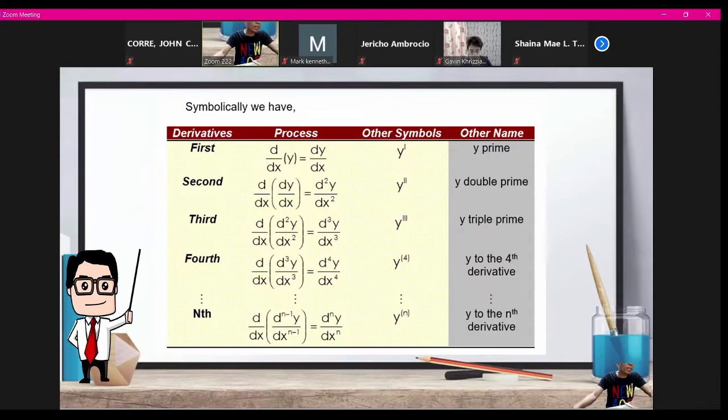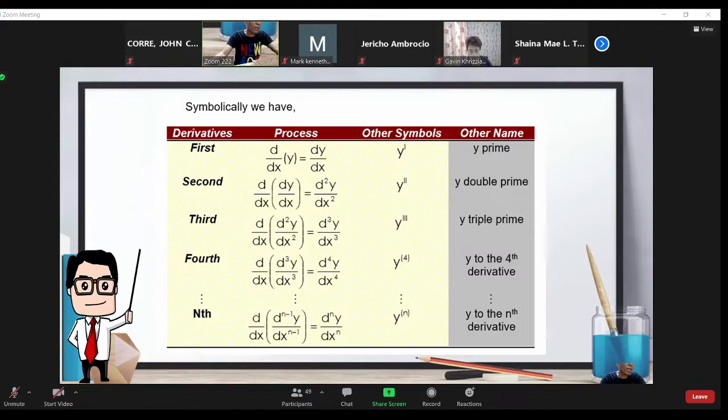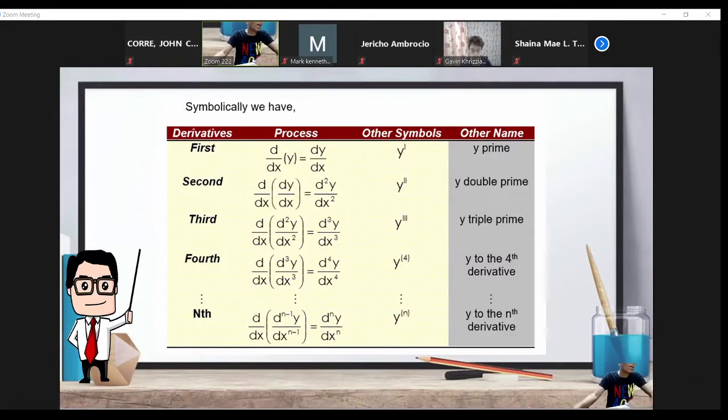Then the third, the derivative of the second derivative of y with respect to x is equal to the third derivative of y with respect to x, or the third derivative of y, or y triple prime. The fourth, the derivative of the third derivative of y with respect to x is equal to the fourth derivative of y with respect to x, or the fourth derivative of y, or y to the fourth derivative. Okay, and the last, nth derivative.